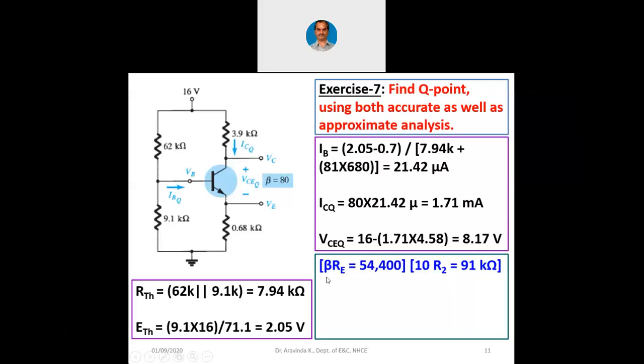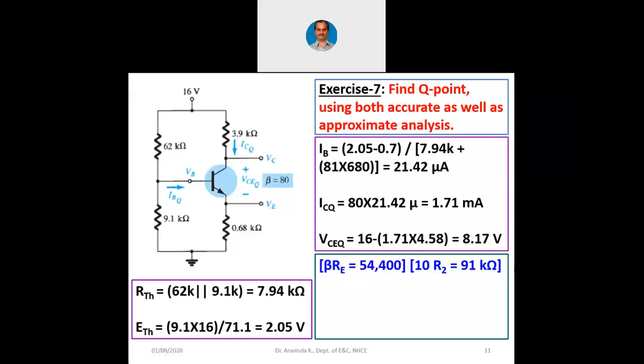So beta into RE comes to around 54,400, whereas 10 R2, 10 into 9.1, is 91 kilo ohms. So the condition is not matching here. Beta into RE must be greater than or equal to 10 R2, but it is not. Here it is 54.4 kilo ohms. You can say kilo ohms because there is RE here. Here it is 91 kilo ohms.